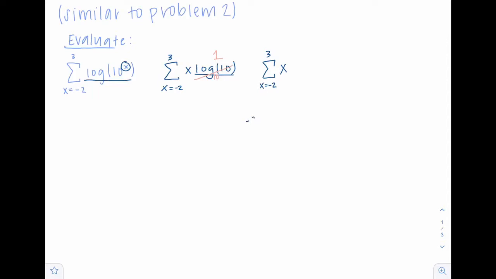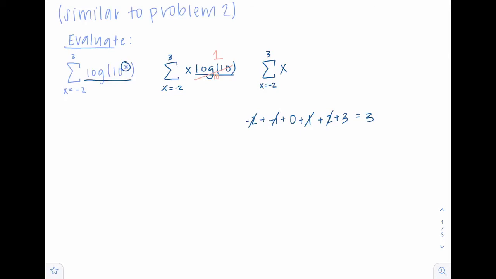We just get -2 plus -1 plus 0 plus 1 plus 2 plus 3. So you can throw that into your calculator, or we can just look at it and say, okay, this -2 is going to cancel, this -1 is going to cancel, and then we got 0 plus 3, which just equals 3. So that's going to be your answer.